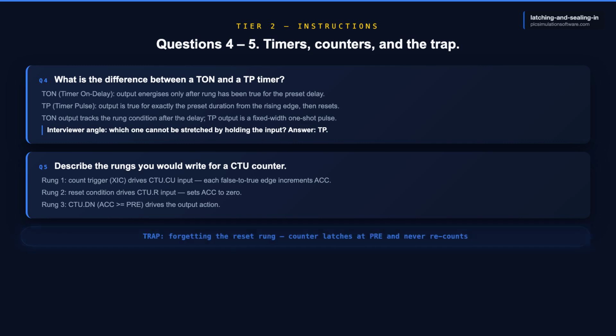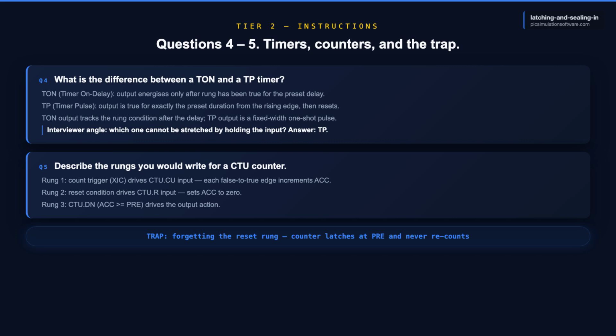Tier 2 is instructions. These probe whether you have actually written code or only studied it. Question 4. When TON versus TP. TON delays the output going true for the preset duration. TP fires the output true for exactly the preset duration regardless of input duration. The classic trap is using TON for what should be TP, a solenoid valve that needs a fixed 2-second open pulse. TON cares about input duration. TP does not.